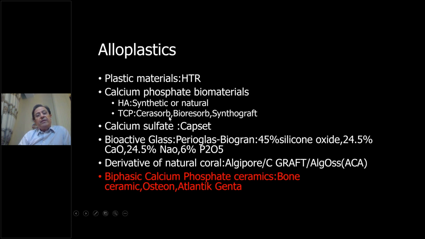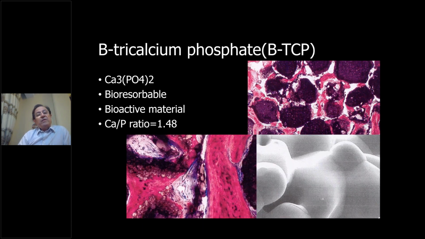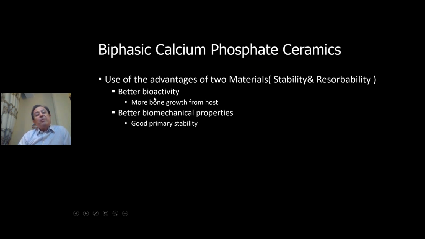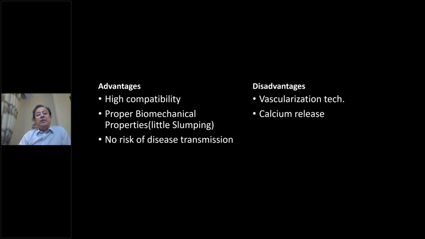Among the alloplastic grafts, there is the biphasic calcium phosphate graft, which uses beta biphasic calcium phosphate ceramic, which has different percentages of hydroxyapatite and beta-tricalcium phosphate, and they use two advantages of these biomaterials: stability and resorbability, because the better bioactivity from beta-tricalcium phosphate and better biomechanical properties from the HA can lead to more success and decreased bone height loss inside the sinus.